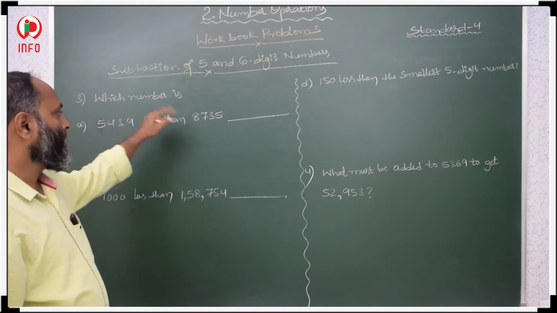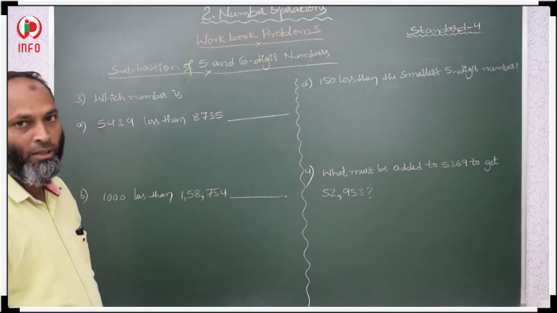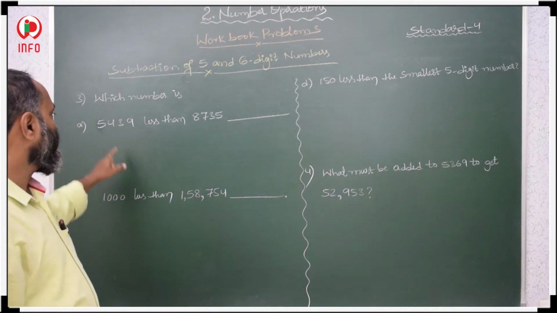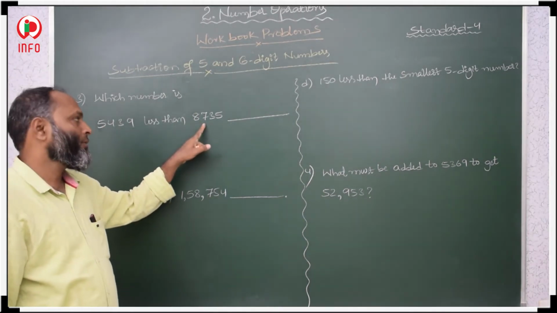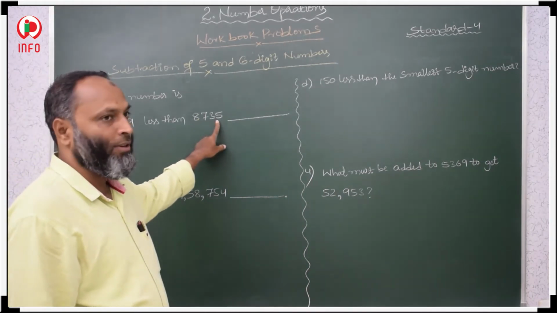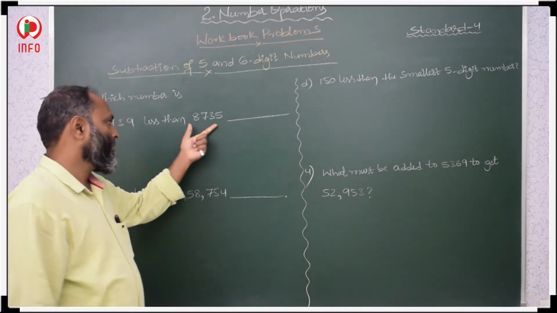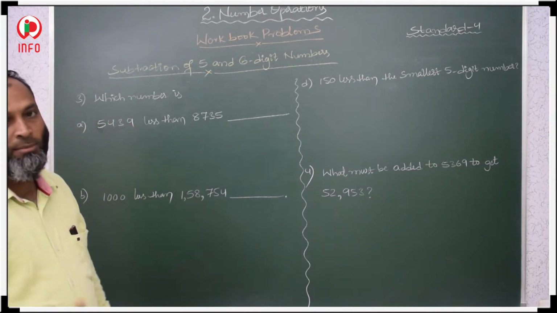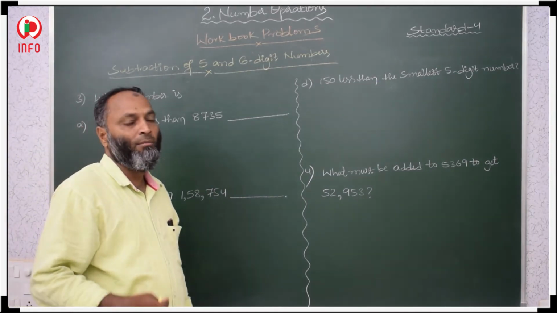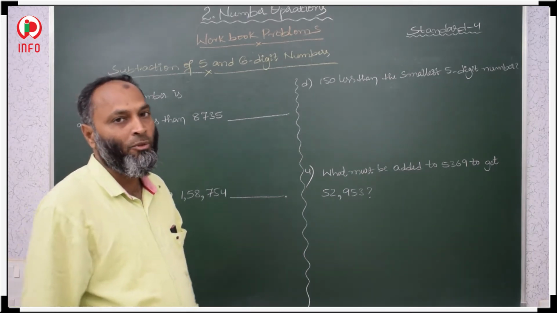Third one, we have to find the number. So what number do we have to find? 5439 less than this. Less than what number? 8735. So what number will come if we minus this number? Less means minus. What number will come? So indirectly he is asking subtraction.